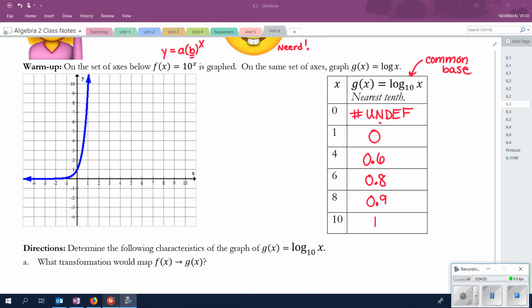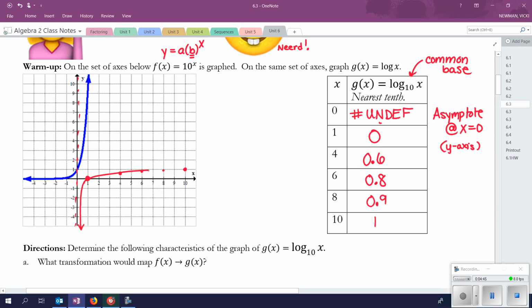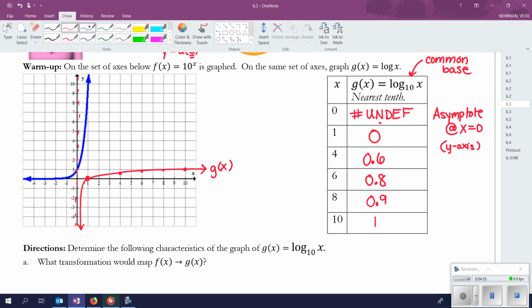All right, so now if we actually want to graph this, the undefined is a dead giveaway that there is an asymptote at x equals 0, which coincidentally is the y-axis. We draw asymptotes as dotted. So we have the points 1, 0; 4, 0.6; 6, 0.8; 8, 0.9; and 10, 1. So you see how creepily slow it is. Over here it's going to come down, make sure it doesn't cross that asymptote, and then here it just creeps up real slow. So this is g of x, and this one was f of x.